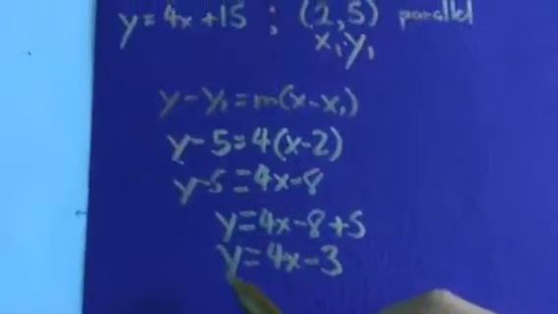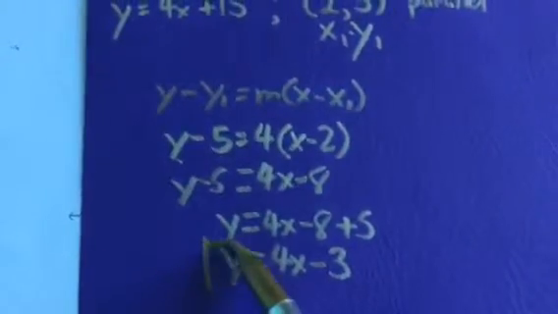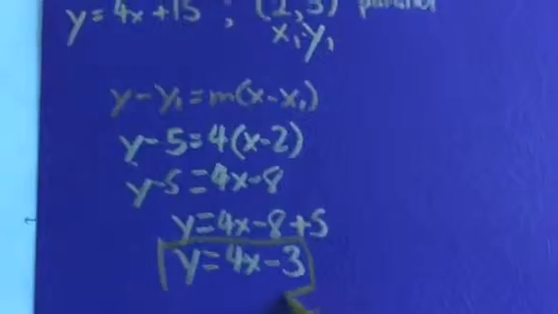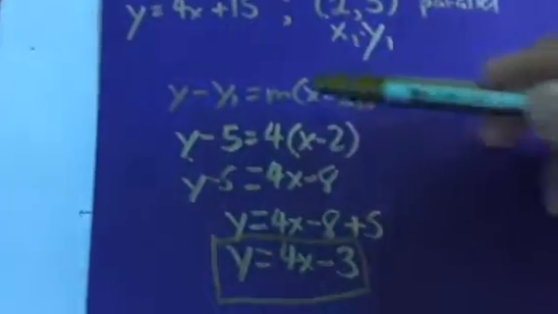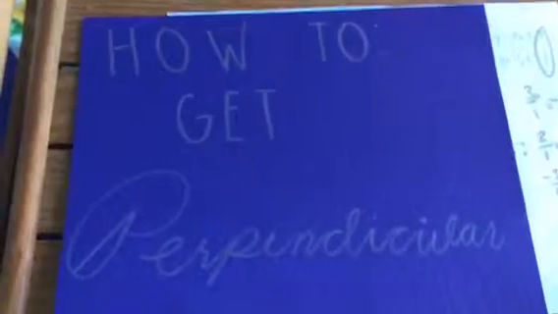So this is your solution. It is in y form and it has the same slope but a different y-intercept, as you can see here. And in order to check it, you may graph it if you want. So this is how to get a parallel solution.